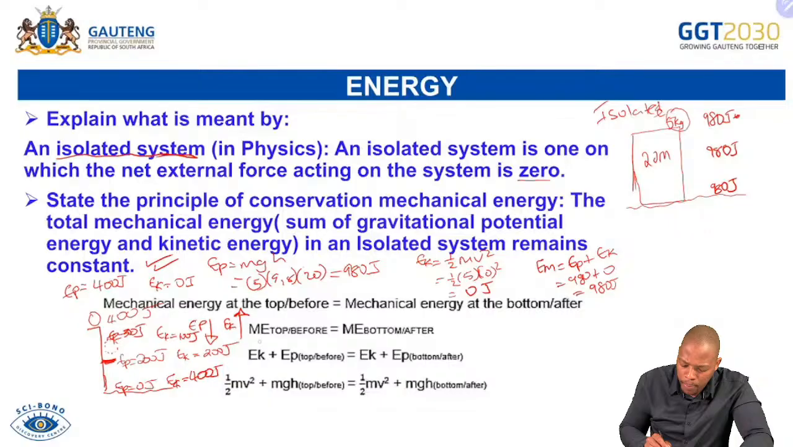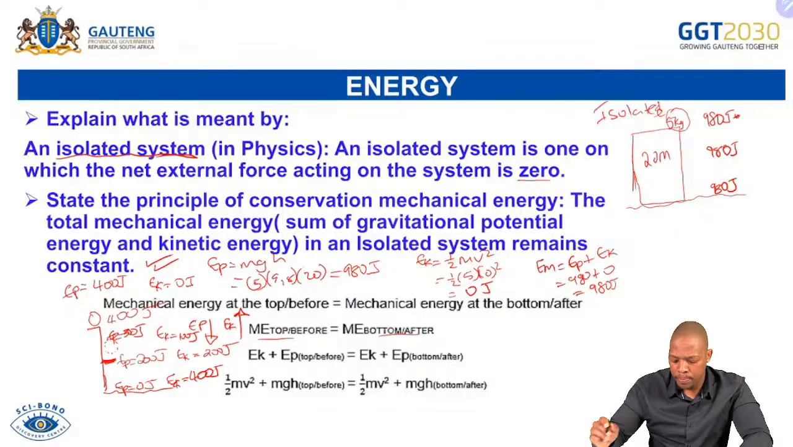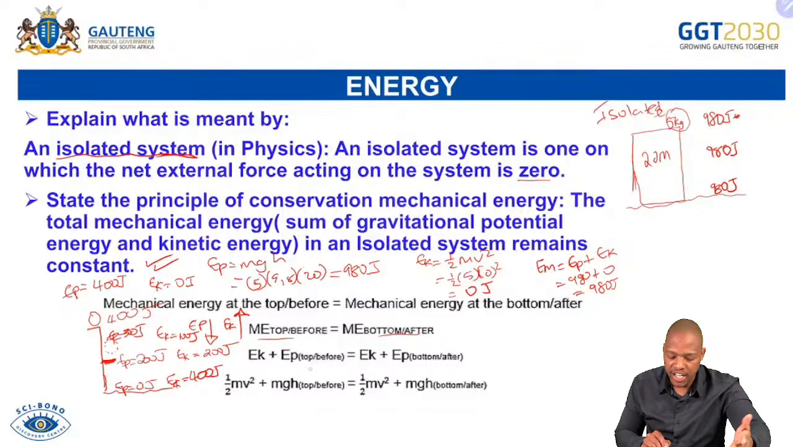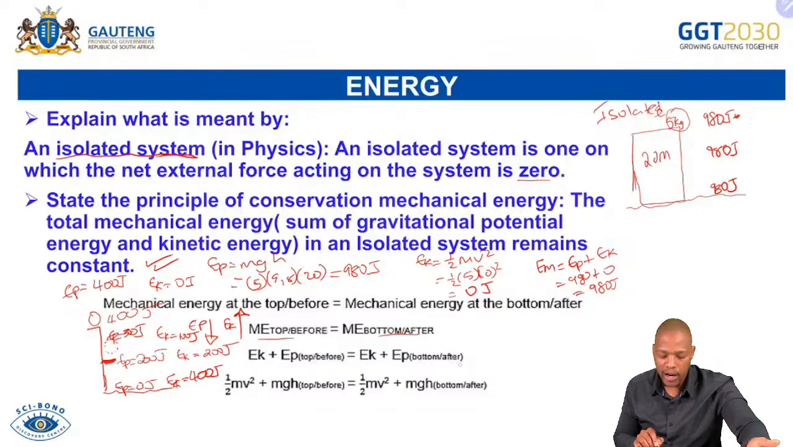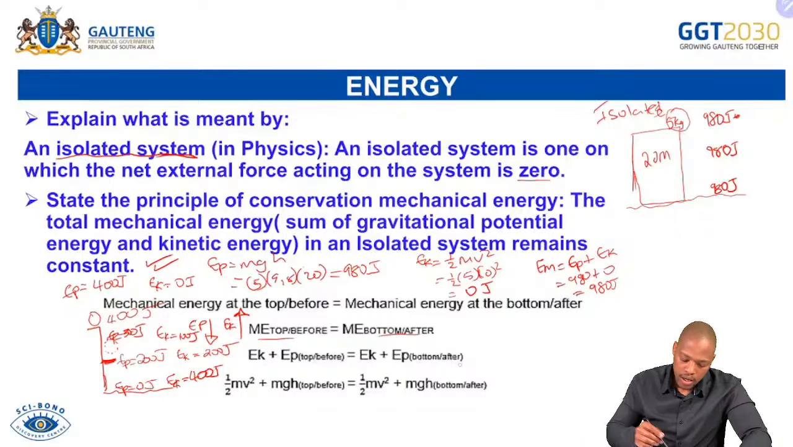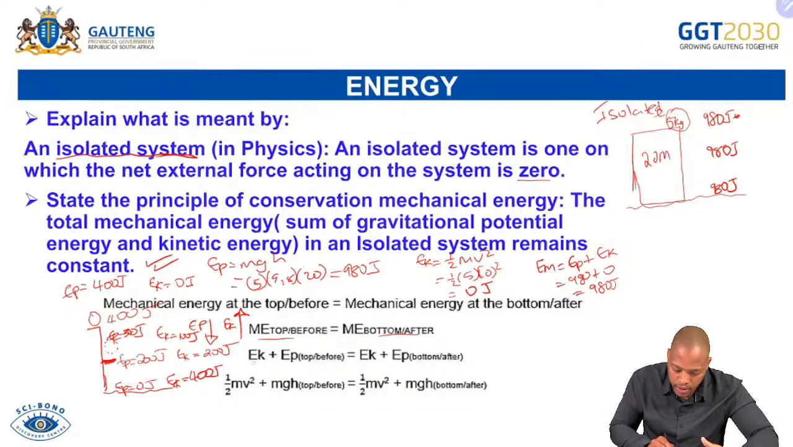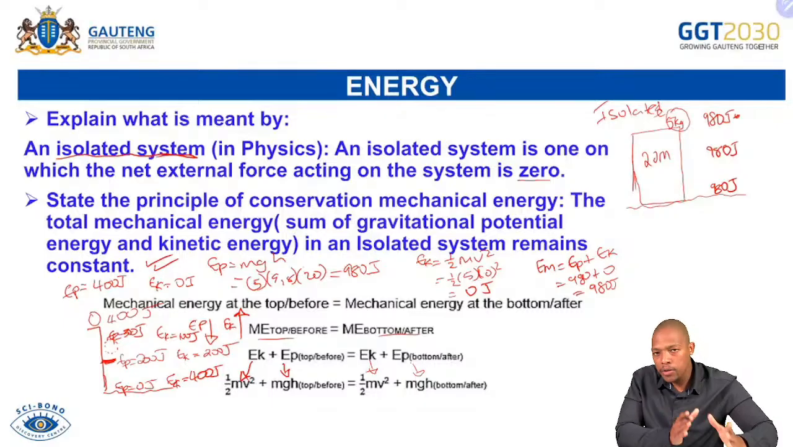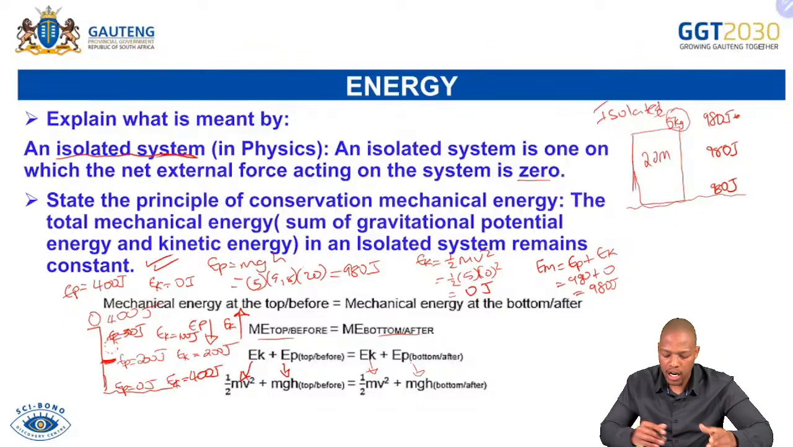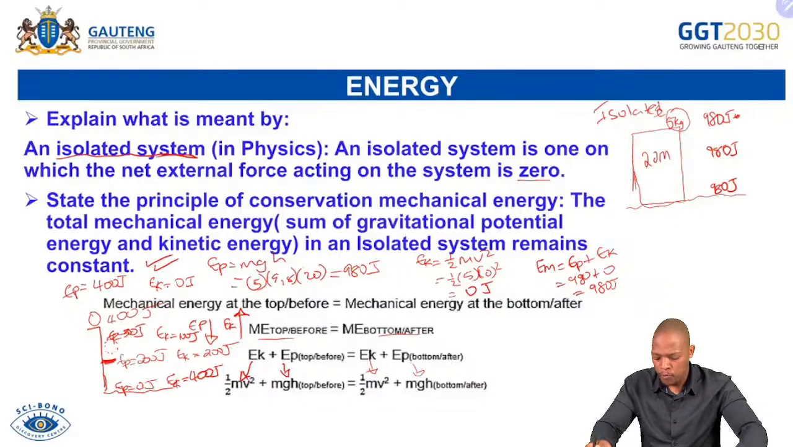ME at the top is equal to ME at the bottom. That is what the principle is saying. Some people write it as EK plus EP at the top, or initially, is equal to EK plus EP at the bottom, or after, or finally. Those are the words that could be used, right? Half mv squared plus mgh. That's when you expand the EK and expand the EP, and then it is equal to half mv squared plus mgh. One is top, before or initially, the other one bottom, after or finally.